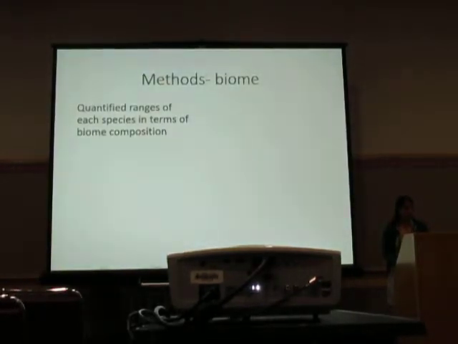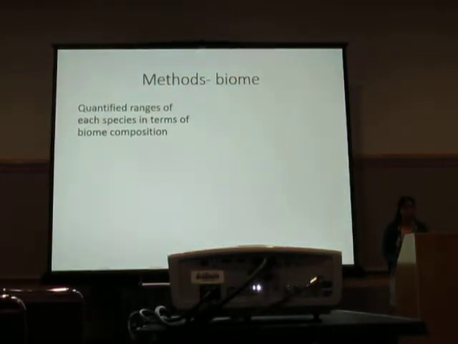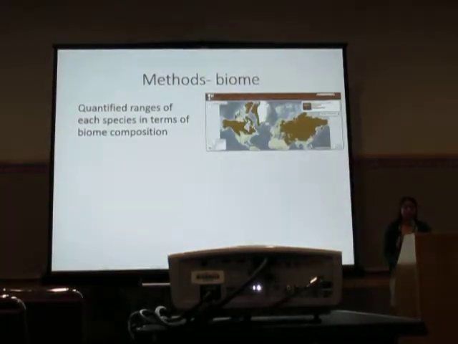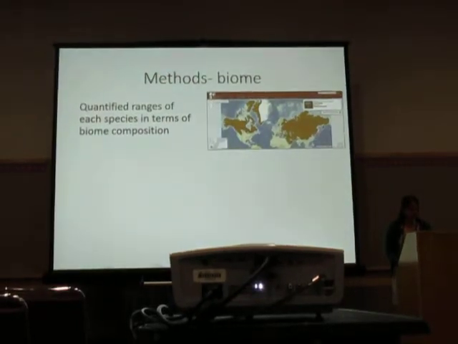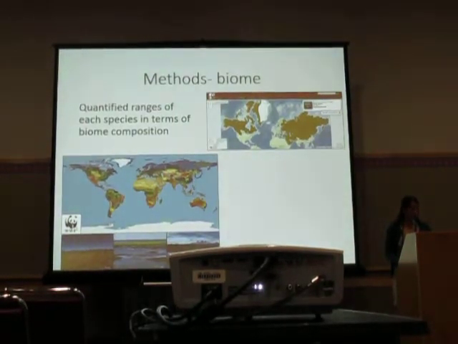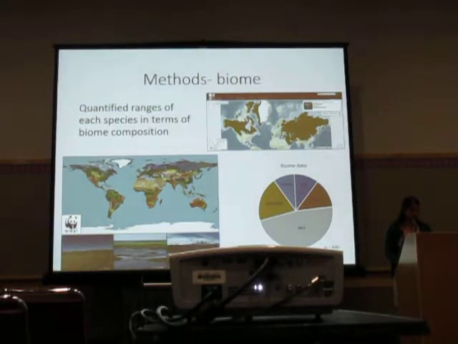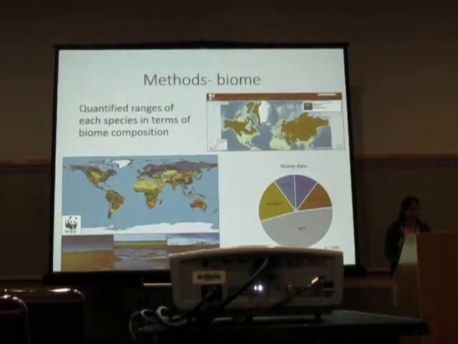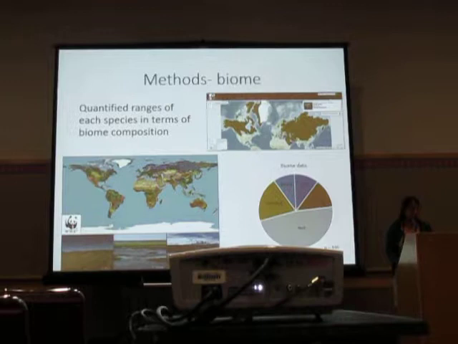And to test our hypotheses, we quantified the range of each species in terms of biocomposition. So first, we got species-specific range maps from IUCN, and then we estimated the spatial contribution of terrestrial biomes, each with distinct biota and ecological conditions, using the data from World Wildlife Fund. And here's a brief distribution of our data among taxa.